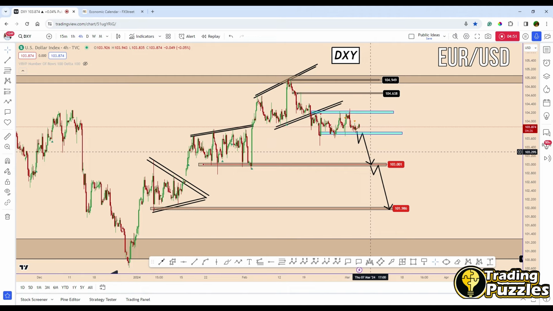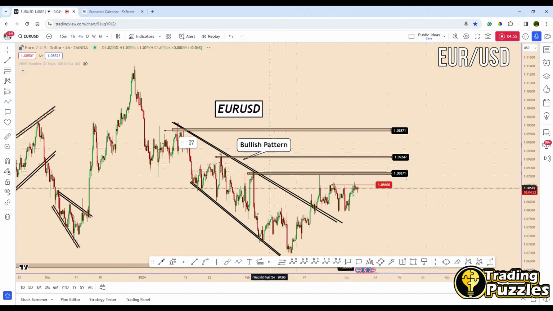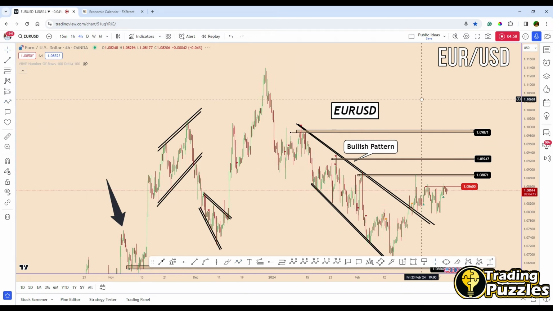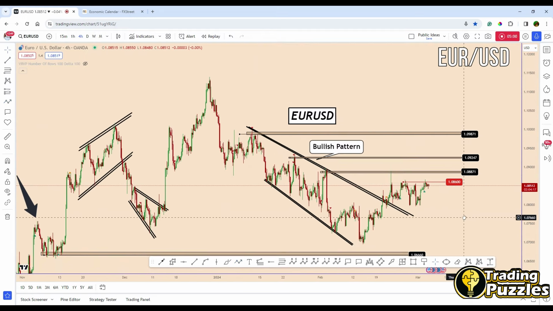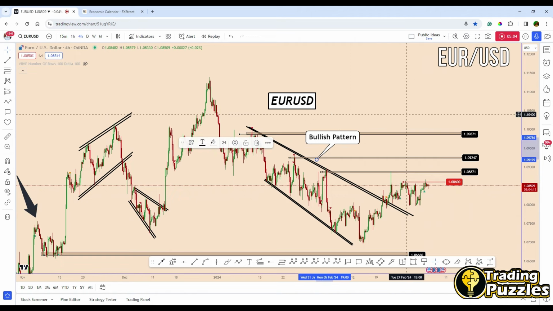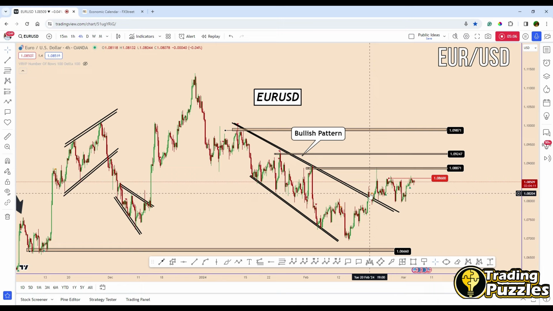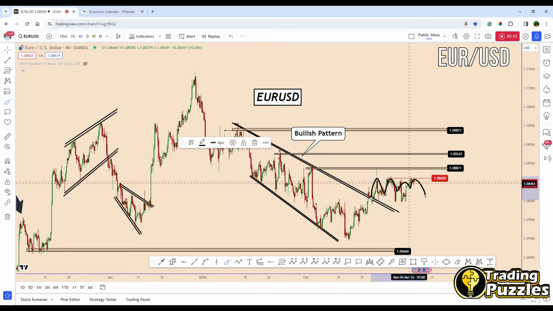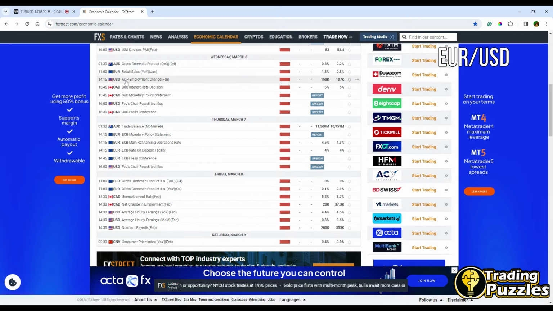If we look at EUR/USD, it has a different pattern, but approximately it looks the same as the dollar index. We can see that we had a pattern here. The price broke out from the pattern, and this is accumulating. The market so far is waiting for the events that we have. The ADP employment data will be the first one.